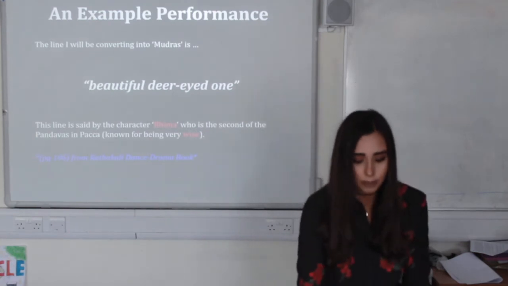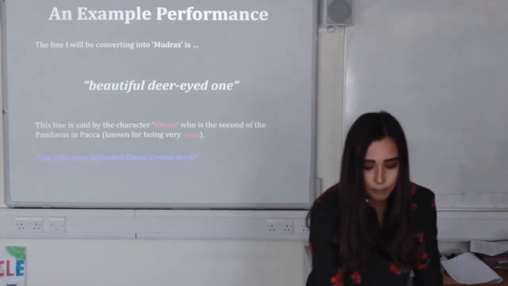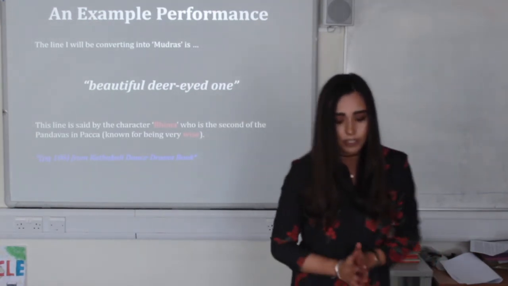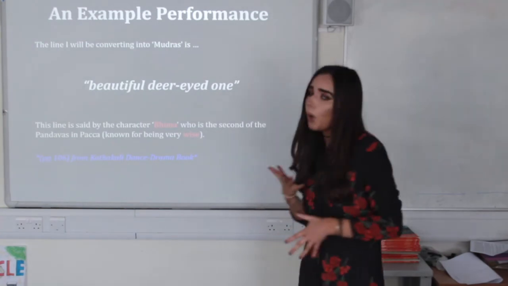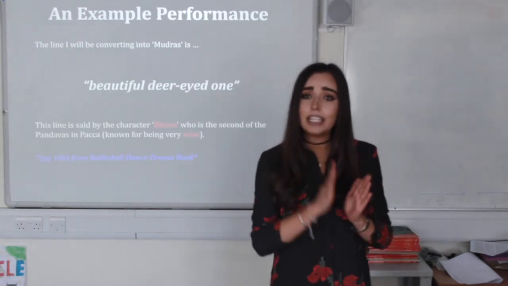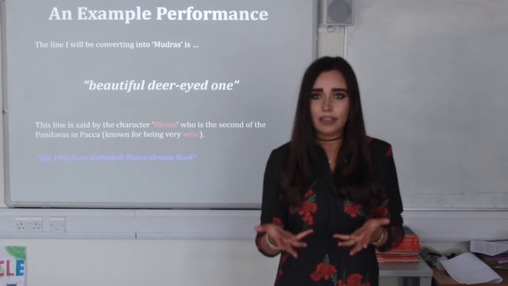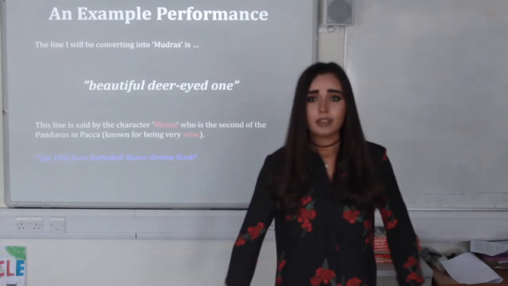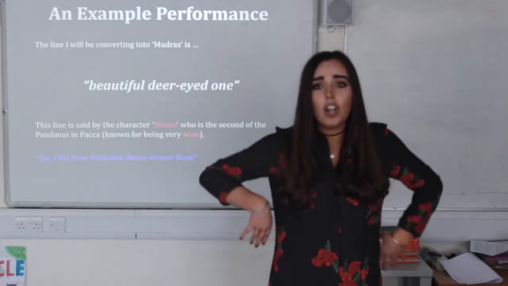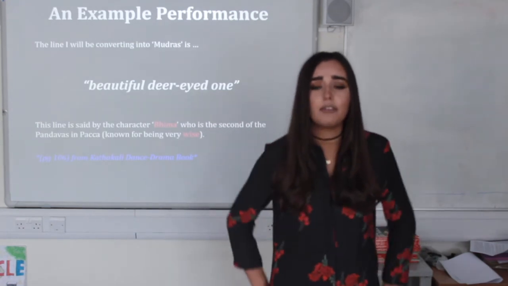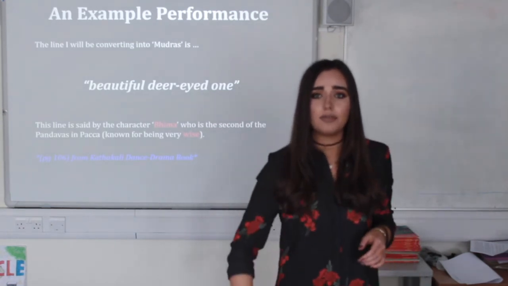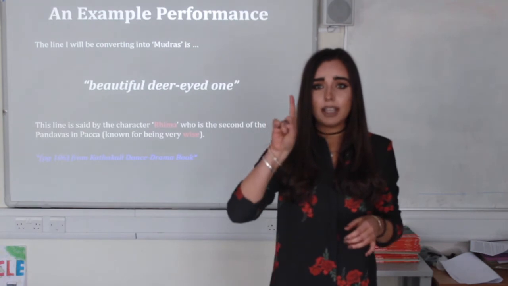So the line that I'm going to be converting is "beautiful deer-eyed one." So this is from a character who's very wise, and she's called Bipma. So I'm going to do each individual word and then do it all together. So beautiful is a double hand gesture. All the movements, majority come from behind. So the first one comes from behind and the right hand comes up.